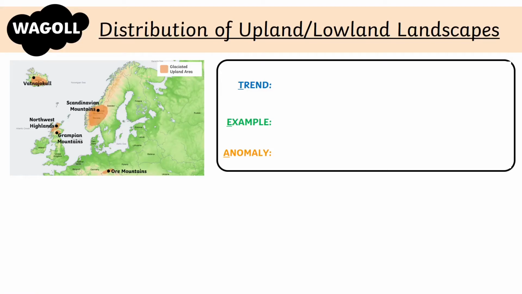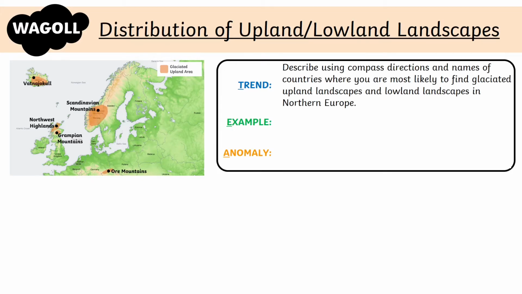In an exam, you will be expected to describe the distribution of upland, lowland and glaciated landscapes within the UK. We are going to learn a method of how to describe this by looking at the distribution of glaciated upland landscapes and lowland landscapes in Northern Europe, and this is shown on the map on the screen. As with all maps, we use the trend, example, anomaly method, otherwise known as the T method, to describe distribution.